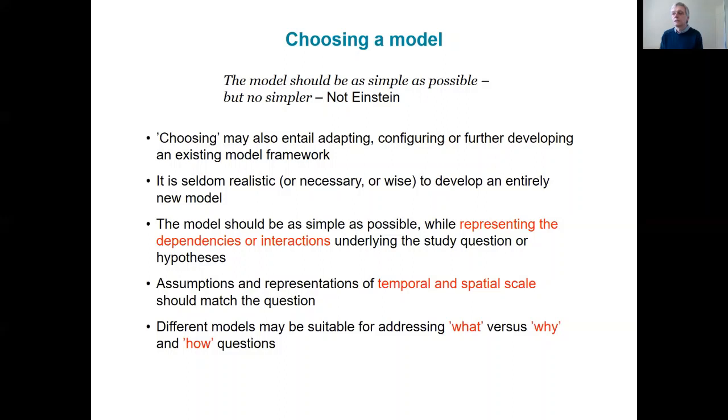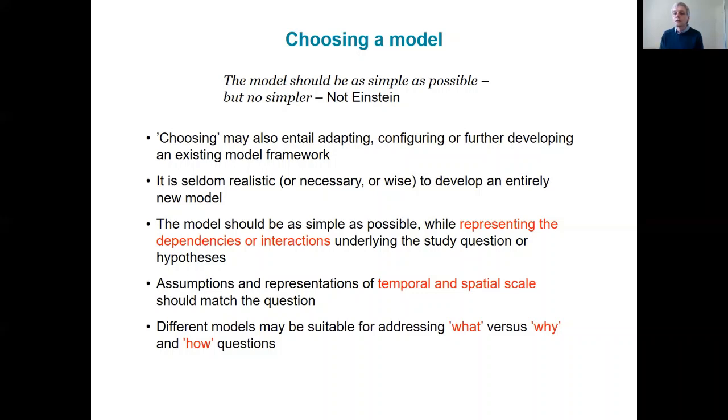In ecosystem science, scale tends to be very important. Finding a model that matches the question that we're asking, that matches the context of our study in terms of the temporal and spatial scale that comes with the question, is very important, because we do make assumptions when we formulate models about the scale at which the model is to be applied.